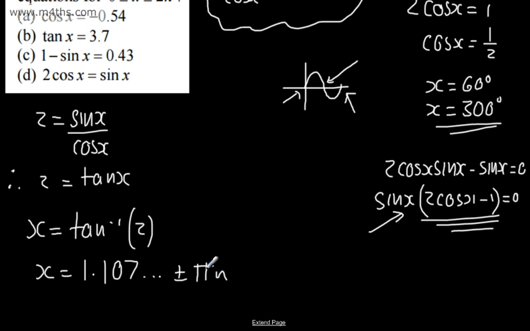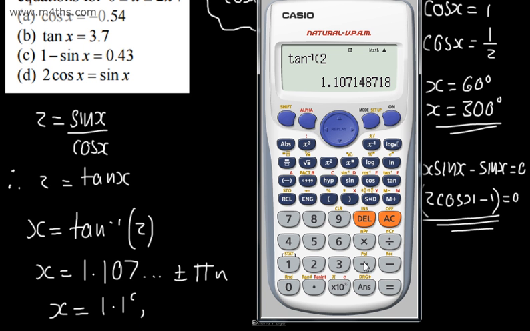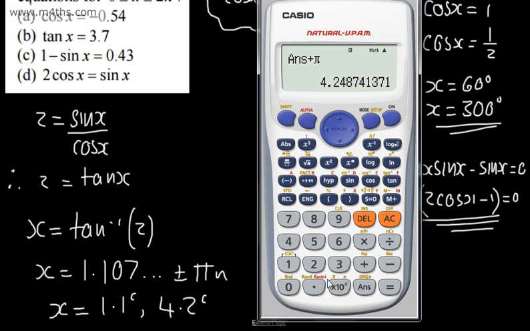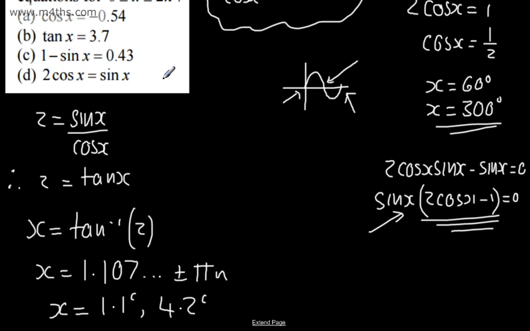Again, tan is cycling every pi radians, so we're interested in this between 0 and 360, or 0 and 2 pi, so 1.1 to 1 decimal place. We're going to be adding now pi, so add pi, 4.2, again, I prefer these to 3 significant figures. And if we consider adding another pi, we're going to quite clearly go outside that interval. So add another multiple of pi, that takes us to 7.39. So we've only got those 2 solutions.